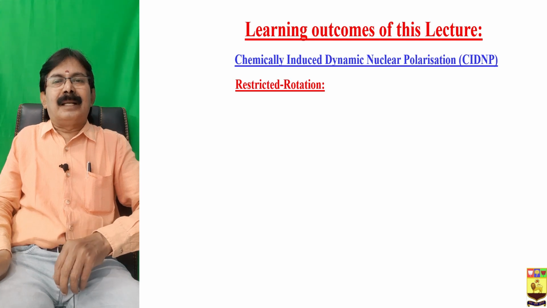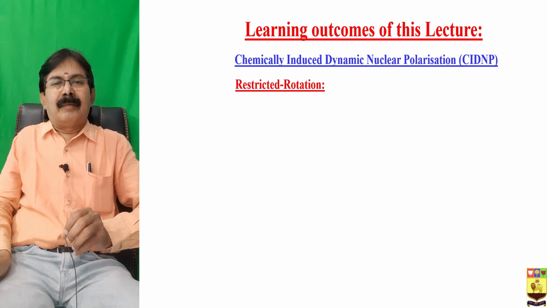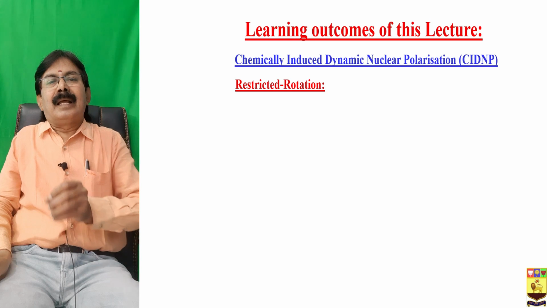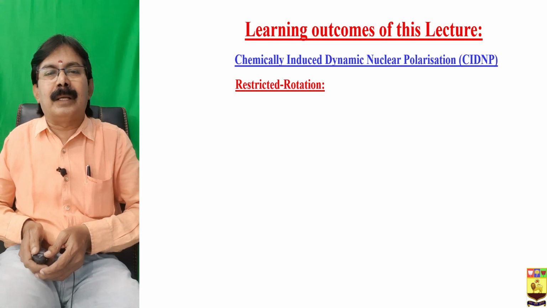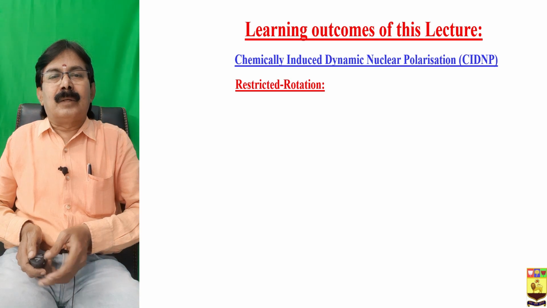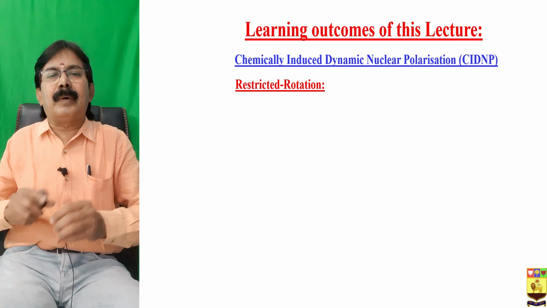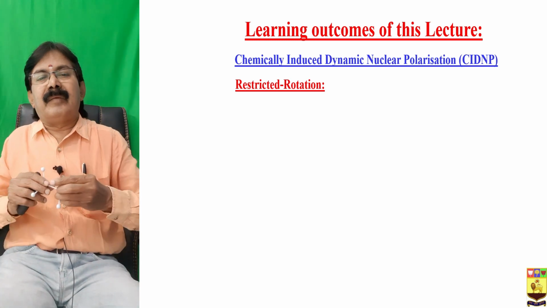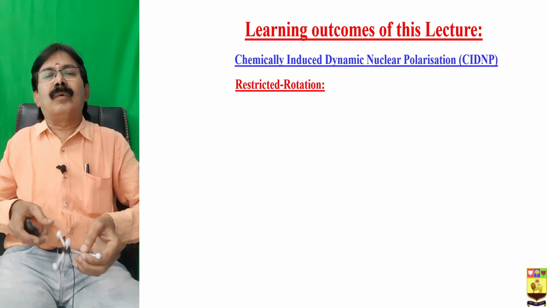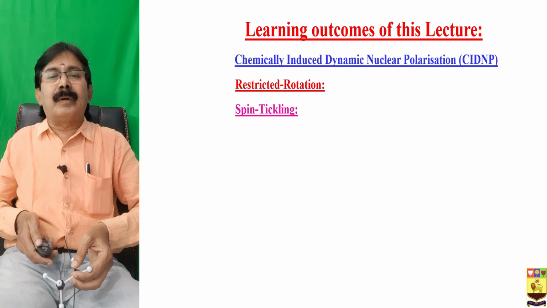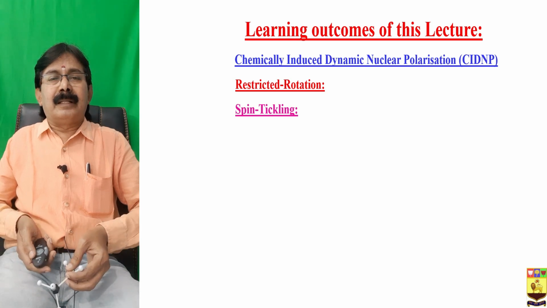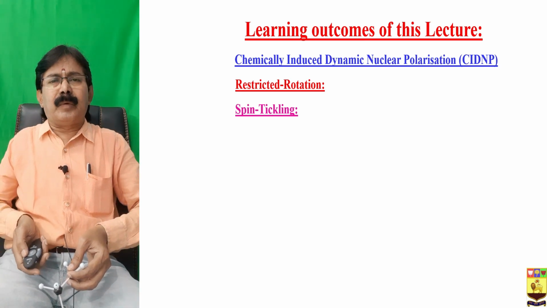And the second one is restricted rotation. One can find out using NMR whether a molecule has double bond character, that is, a single bond molecule that has double bond character. At room temperature, you know that the carbon single bond undergoes very fast rotation, and one cannot differentiate between a single bond and a double bond. But by using NMR spectroscopy, one can find out the double bond character of a single bond molecule.